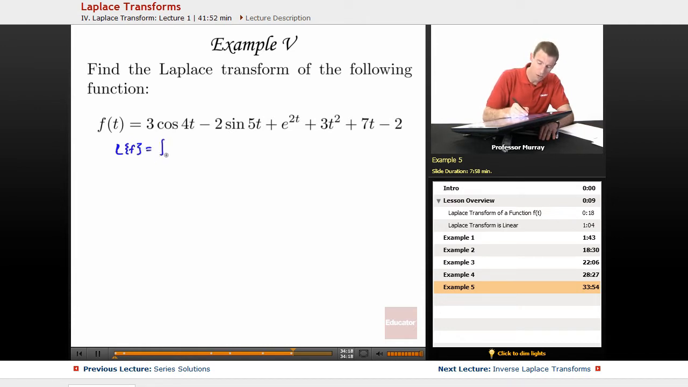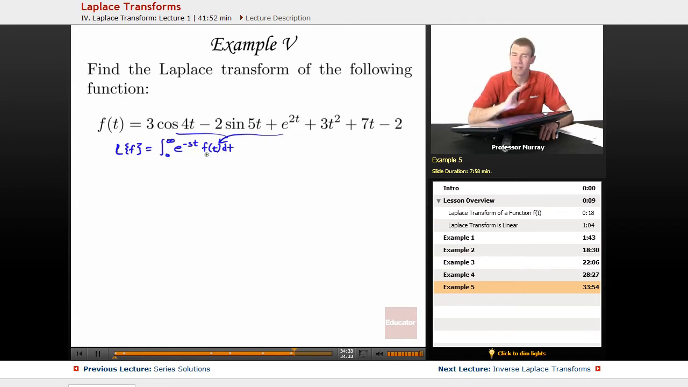we'd have to do the integral from 0 to infinity of e to the negative st times f of t dt. And our f of t would be this enormous expression, so we'd have to plug all of that into f of t, and we just get this horrific integral, and we really don't want to do that. So there's a much better way.